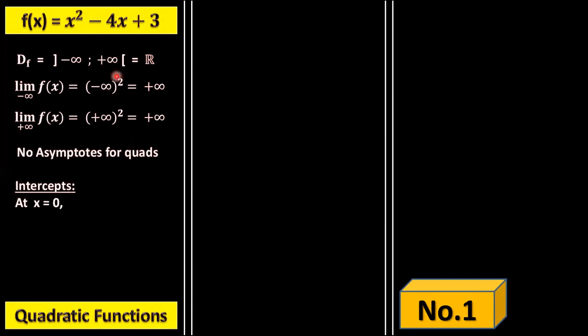Now look at the intercepts. The intercepts are the points where the curve cuts the axes. When x is equal to 0, we look for the corresponding value of y. So f of 0 will give us 3. So when x is 0, the y value is 3.